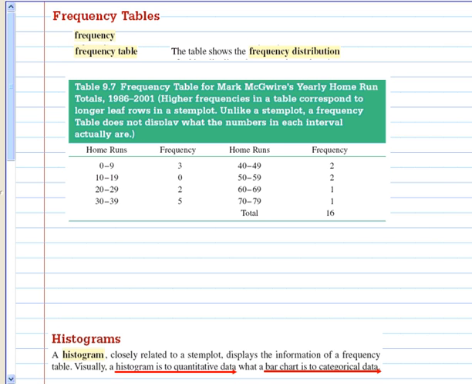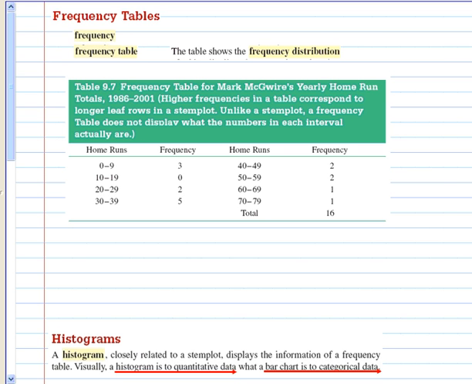All right, next thing we're going to look at. What we've been talking about are different ways of displaying data. We have these different charts and graphs and stem plots. Now we're going to look at what are called frequency tables. Frequency is the number of times something occurs. So a frequency table is going to show us the number of times things occur in a category.